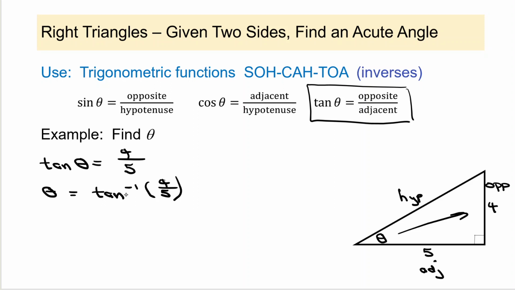So a couple notes, this -1 here, the -1 superscript, that means inverse tangent. Sometimes you'll hear it called arctangent, but that means inverse tangent. It does not mean reciprocal. This is not an exponent. It doesn't mean reciprocal. It means the inverse tangent function.